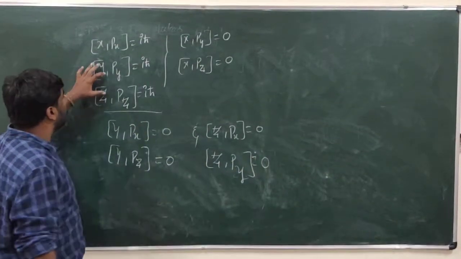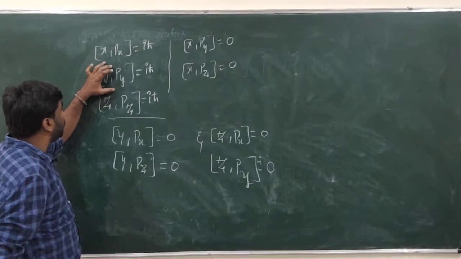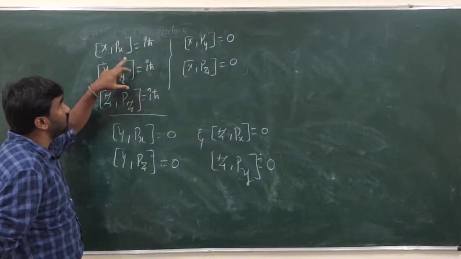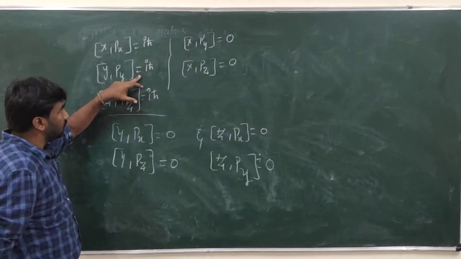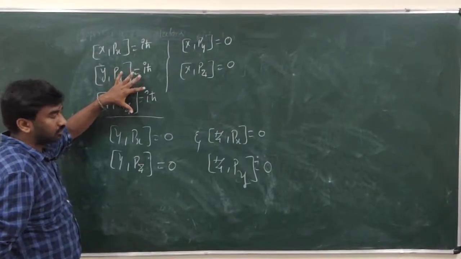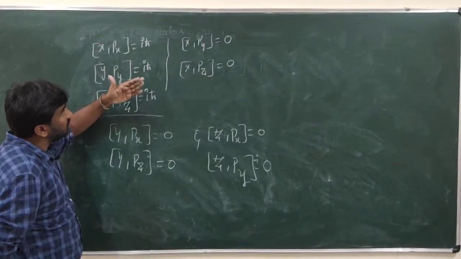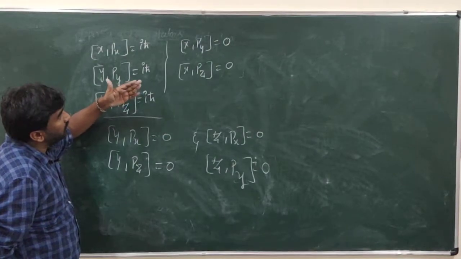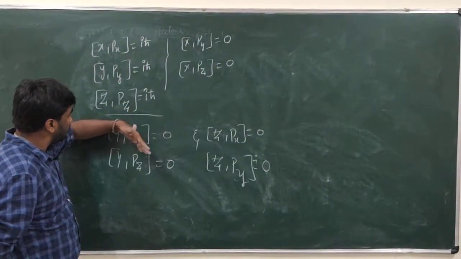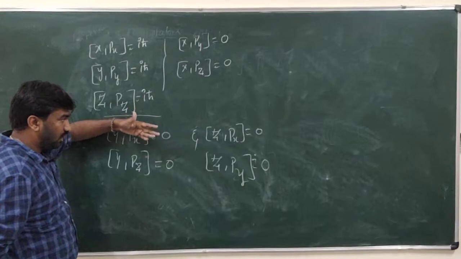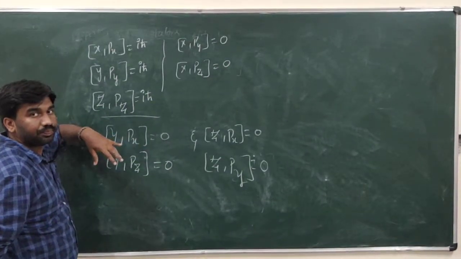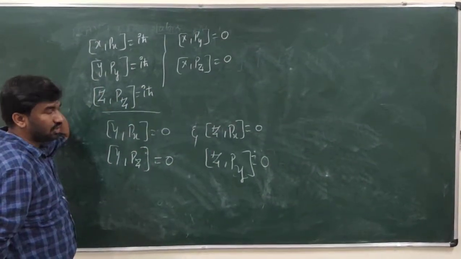Only the canonical conjugate pairs [x, px], [y, py], [z, pz] give iħ; these are not equal to 0. Other than this, all other ones, [x, py], [x, pz], [y, px], [y, pz], [z, px] and [z, py], give 0. These commute with each other.